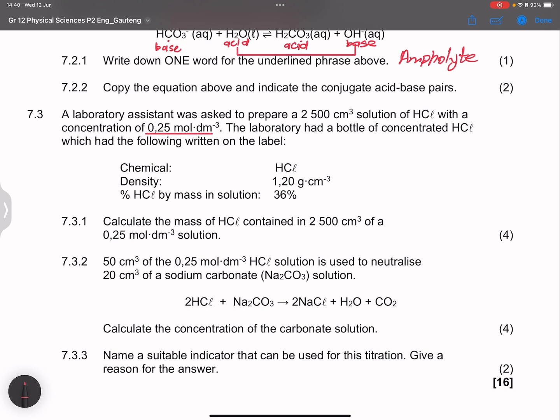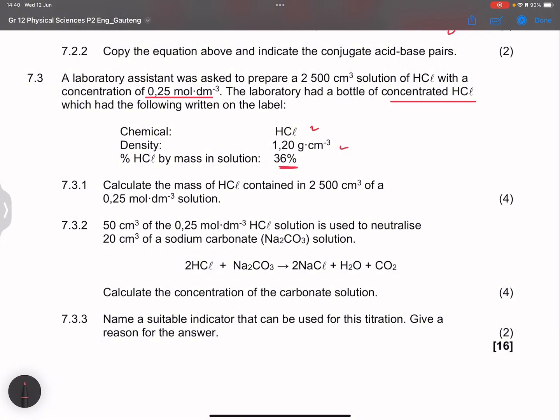Right, now they say the laboratory assistant had a bottle of concentrated hydrochloric acid which had the following written on the label. So the chemical, hydrochloric acid, the density, 1.2 grams per cubic centimeter, right? And in this case, they said the percentage hydrochloric acid by mass of solution is 36. All right, now they said to us, calculate the mass of hydrochloric acid contained in 2,500 cubic centimeters of 0.25 moles per cubic decimeter.